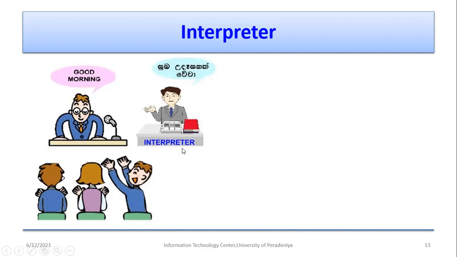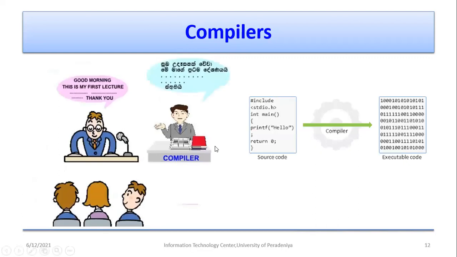The interpreter does not wait for the end of the lecture, or the end of the code. They take the first one and convert, then they take the second one and convert. But the compiler waits for the end of the lecture, and then converts the entire source code, or entire lesson, at once. In terms of computer programming, they take the entire source code and convert it into the machine code.